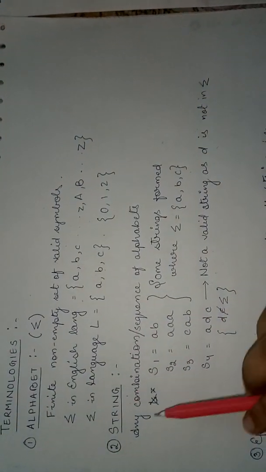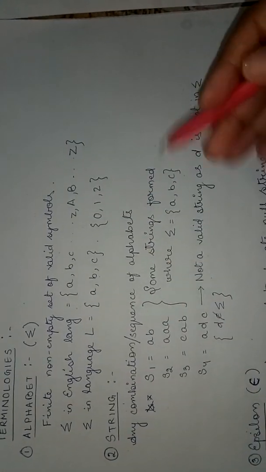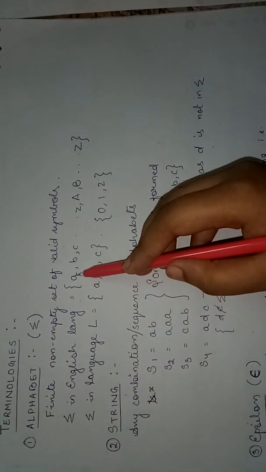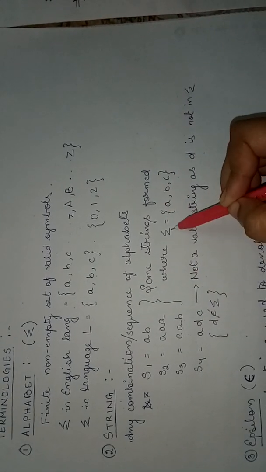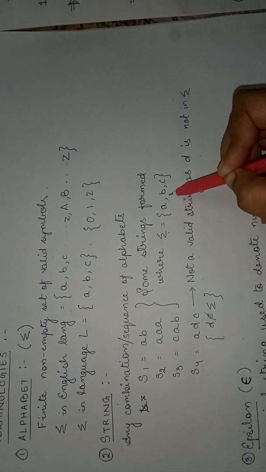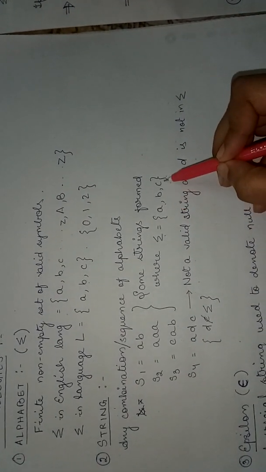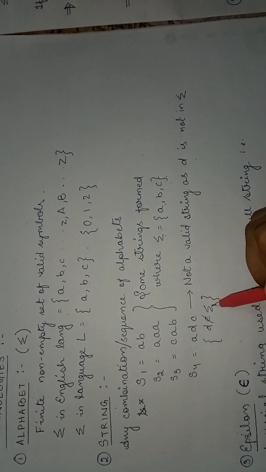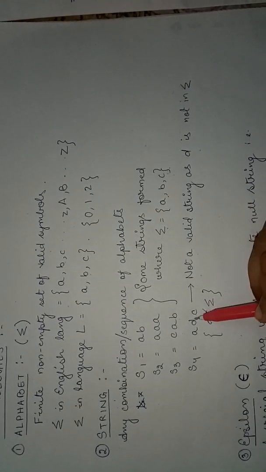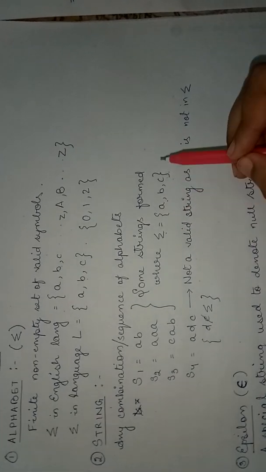Then comes the string, any combination or sequence of alphabets. Using these alphabets, whichever combination or sequence we make, like AB or AC, or any combination like CAB, these are the strings formed when the possible alphabets are A, B and C. But if we are using D, and our possible alphabets are A, B, C, D does not belong to the alphabet set, therefore this is not a valid string. But these are the valid strings for the given alphabet A, B, C.